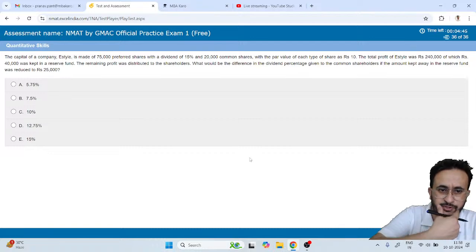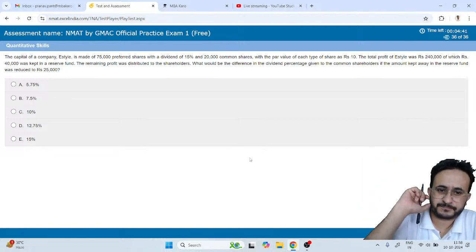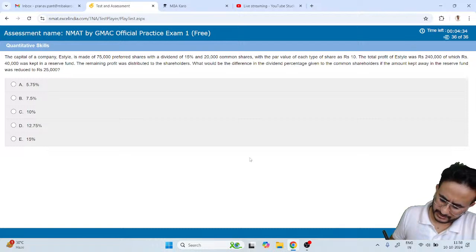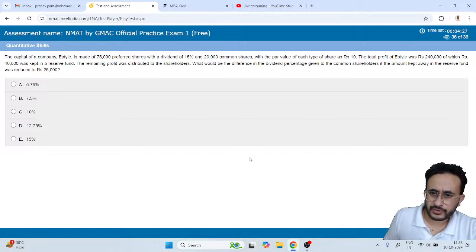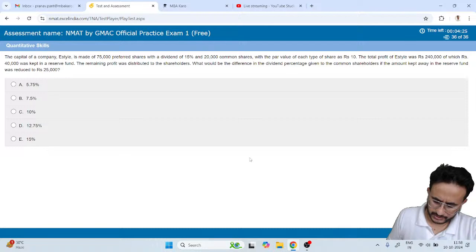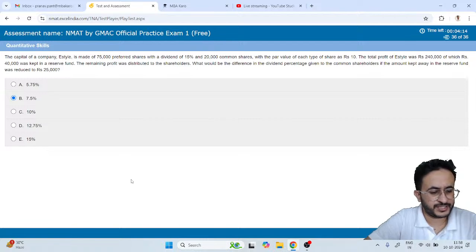I don't know the formula for this, so just doing some time pass. I have enough time left. Reserve reduced to 25,000. If you reduce the reserve by 25,000, something will go up, 15,000 will go up. So common shareholders will become 225, right? So we are reducing 15,000, so it will be 215. So that would be 7.5%. I do not know the formula for it, so just guessing.